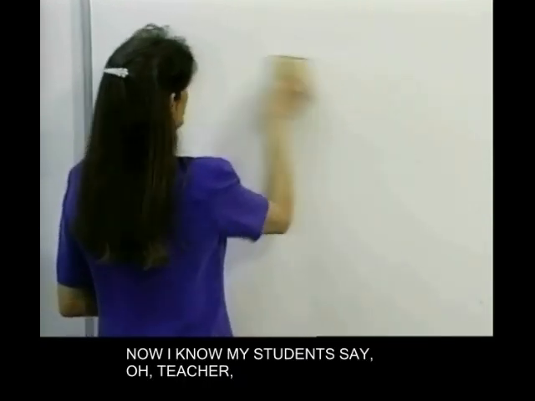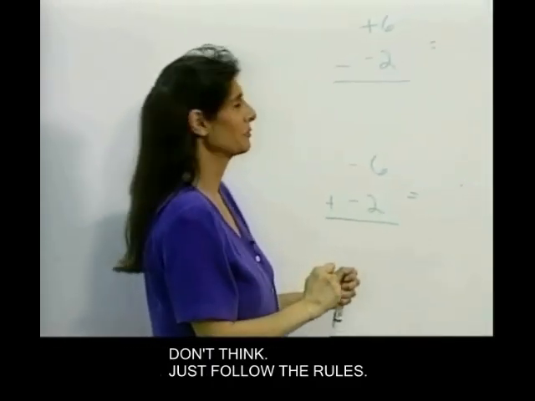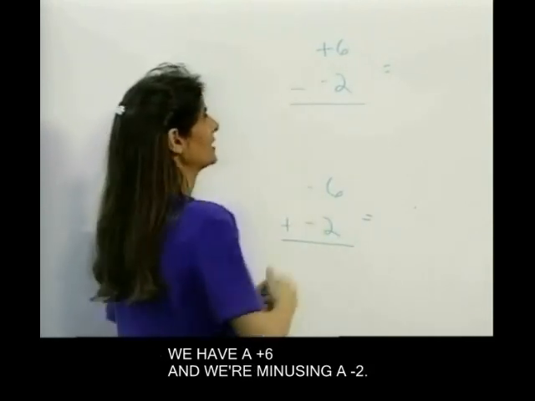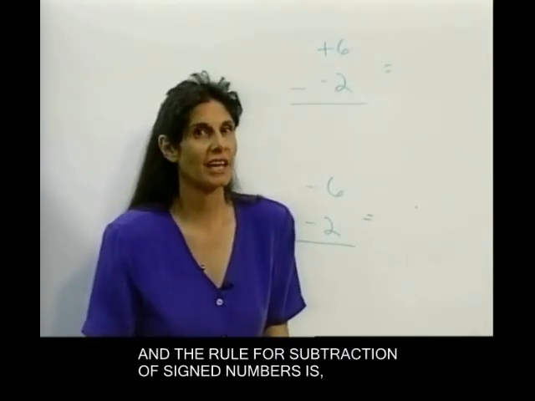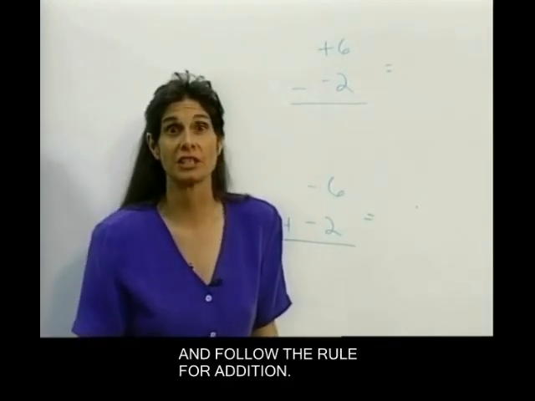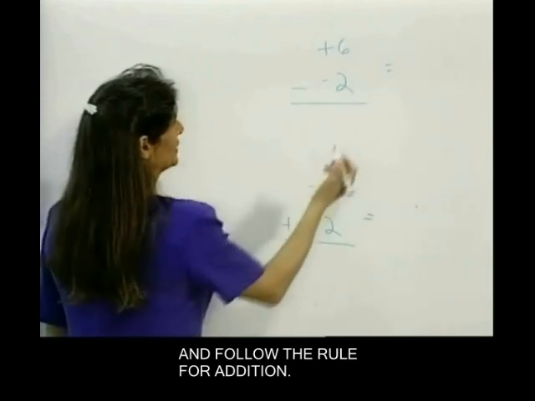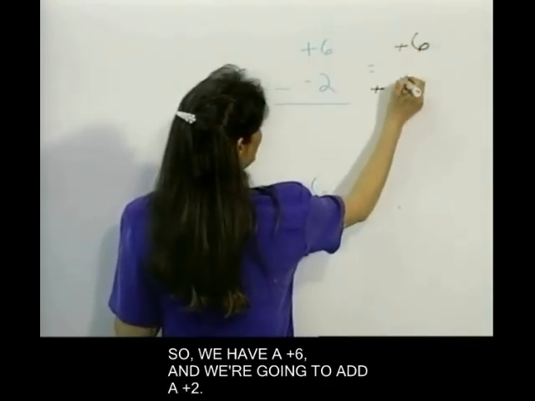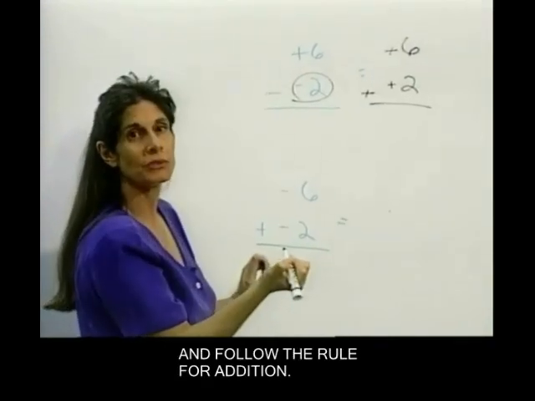Now I know my students say, oh teacher, and I tell them, follow the rules. Don't think, just follow the rules. Here we have a subtraction problem. We have a plus 6 and we're minusing a minus 2. And the rule for subtraction of signed numbers is change the sign of the bottom number and follow the rule for addition. So we have a plus 6 and we're going to add a plus 2. We're going to change the sign of the bottom number and follow the rule for addition.